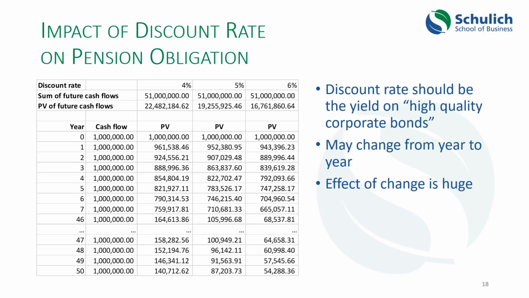Why is that? Well, because the present value of all those future pension payments depends significantly on the discount rate that's used. Companies are supposed to use a discount rate that is based on high quality corporate bonds. That's actually specified right in IFRS. Now, it doesn't tell you how to go about determining what high quality corporate bonds are.